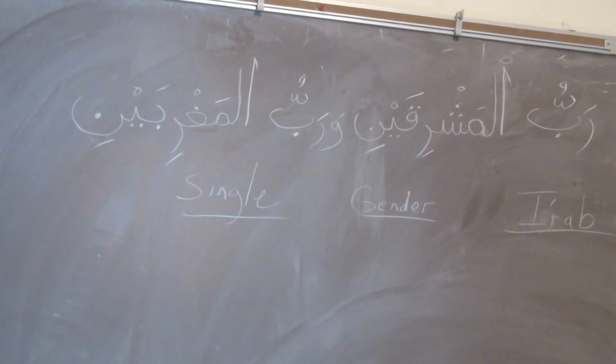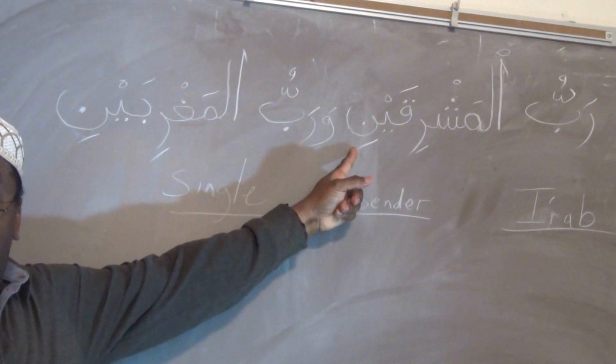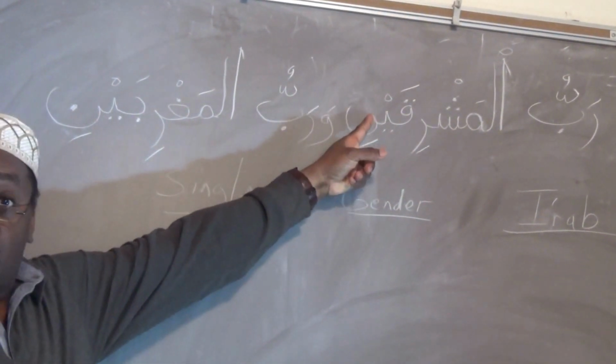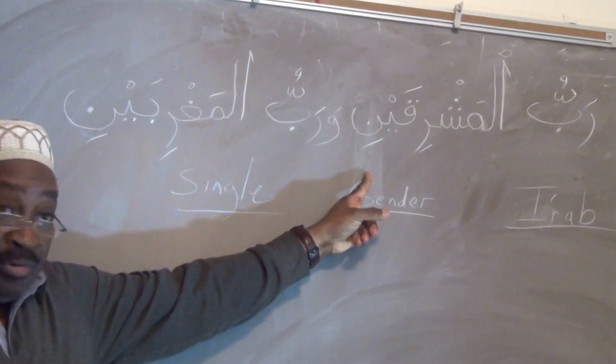Now Al-Mashriqayni, it is dual, two. And why do we know it's dual? Because it ends with Ya and Nun, the ya with sukoon and the noon with Kasra. Very good.